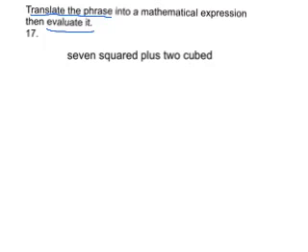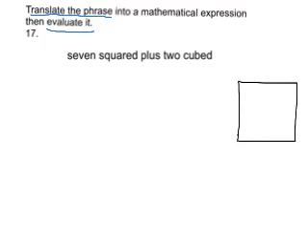Okay, so now we have 7 squared. Now remember that when something is squared, it's like a box. Let's say like this one. That's 2 squared because there's 2 on a side. 2 times 2 is 4. You notice there's 1, 2, 3, 4 boxes. And then cubed, it says plus 2 cubed. 2 cubed, actually, I can even draw that.